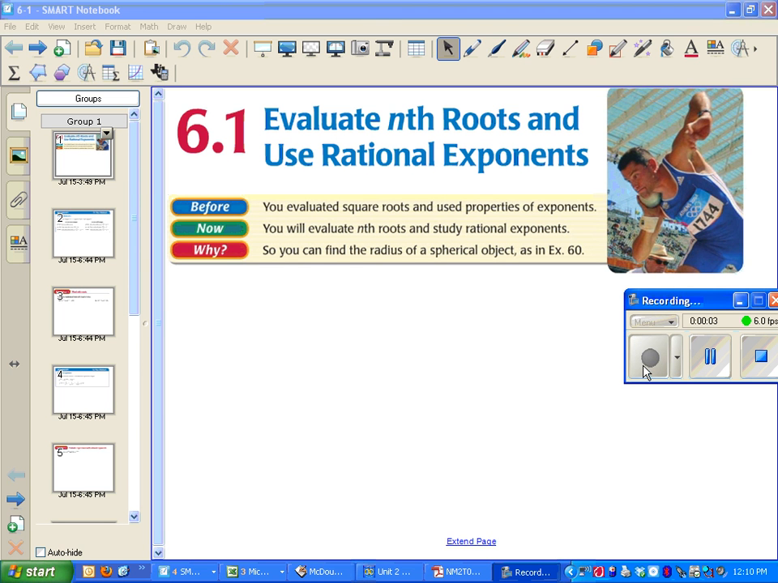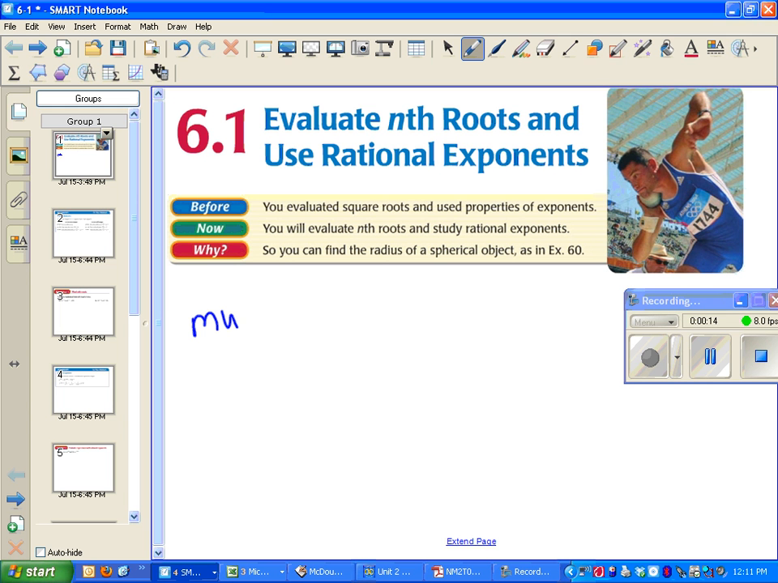Okay, welcome to chapter 6. It's about rational exponents. And so we're going to use the same properties for exponents, but we do need to review how to multiply fractions because you will use that. Rational exponents mean fractional exponents.